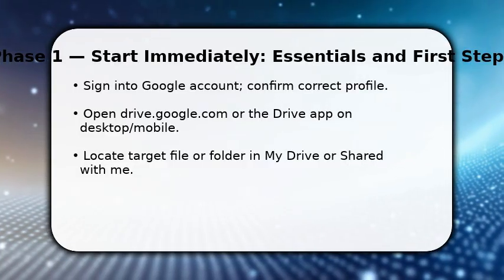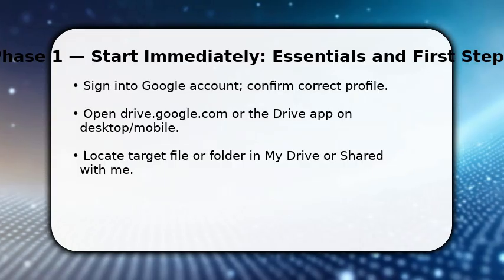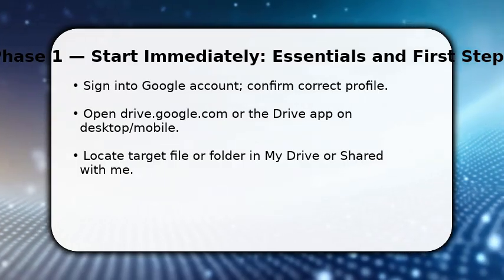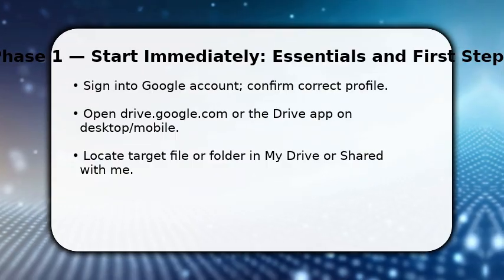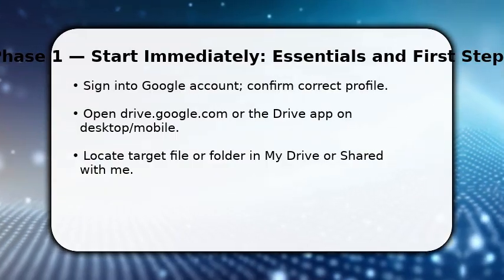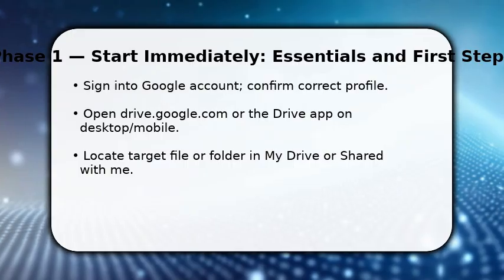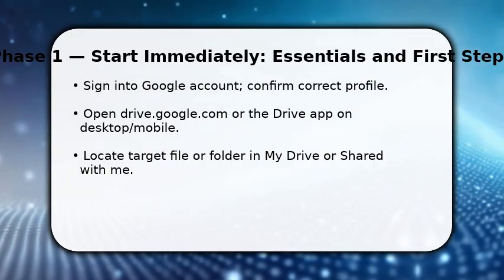You start by signing into the exact Google account that contains the file. Once signed in, open Drive, web or app, so you see your My Drive and Shared with Me. Next, find the item. Use the search bar with file name, owner, or file type to narrow results.